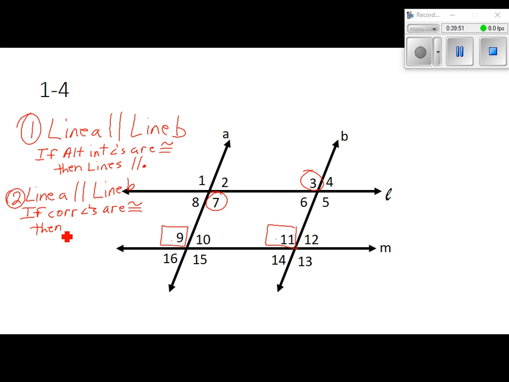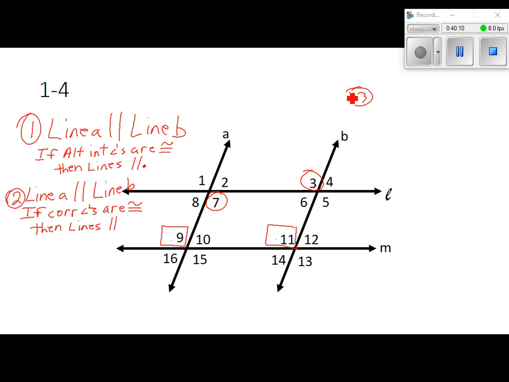Lines are parallel. Please don't say lines are congruent. Can lines ever be congruent? No. Why not? Because they go on. What can you not do with the line? You can't stop it, you can't measure it. Infinity.